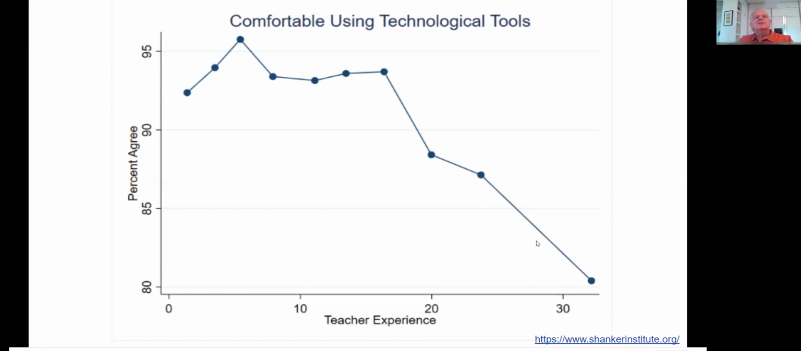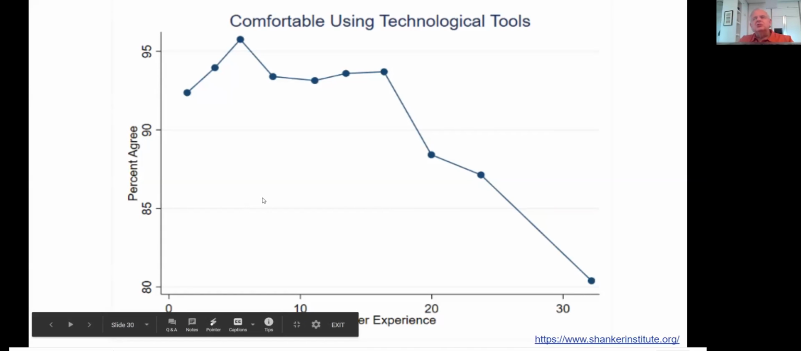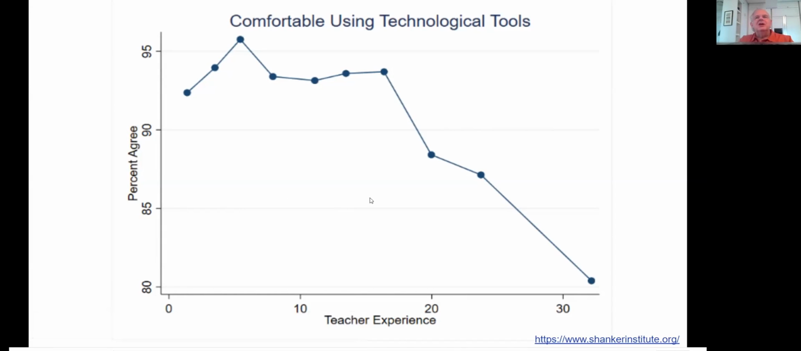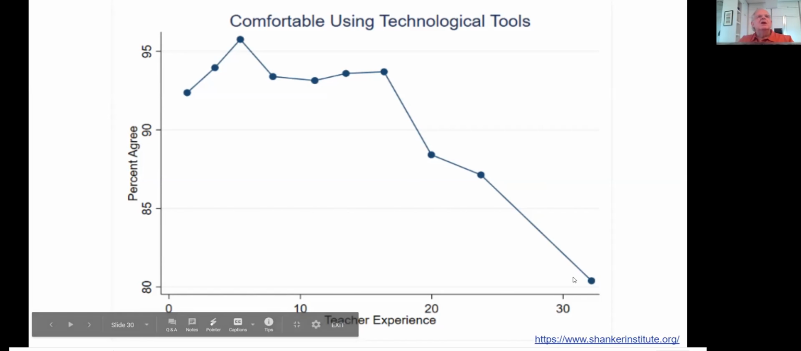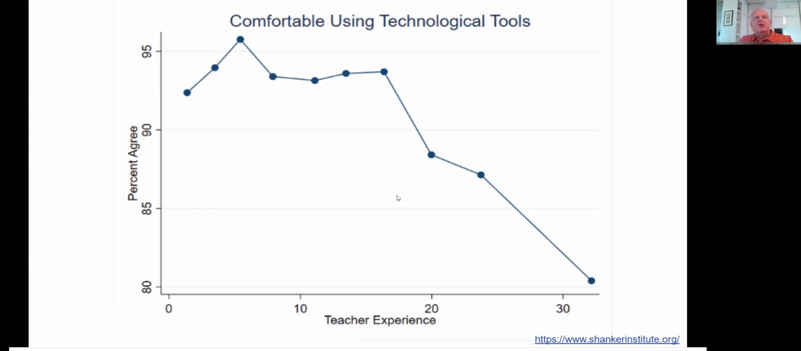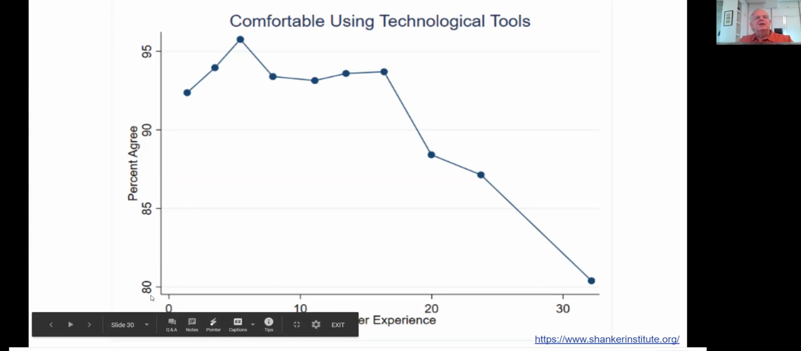Comfortable using technological tools, also from the Shanker Institute, is extremely interesting here. What does this say? Basically, the more experienced you are, the longer you've been teaching, the less comfortable you are using technological tools. Even here, with people with 35 years of experience, they're still more than 80% comfortable. So it's not horrible. It's not like this is zero. Don't think this scale is 0 to 100. The scale here is 80 to 95. So there's more work to be done with older, more experienced teachers, and I expect that all of you know that.